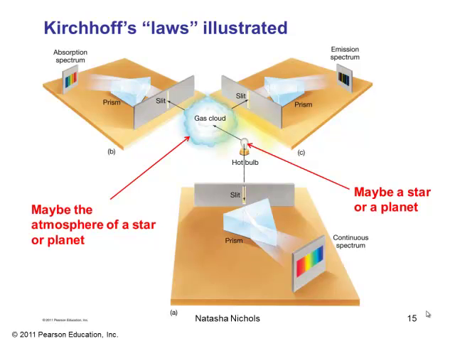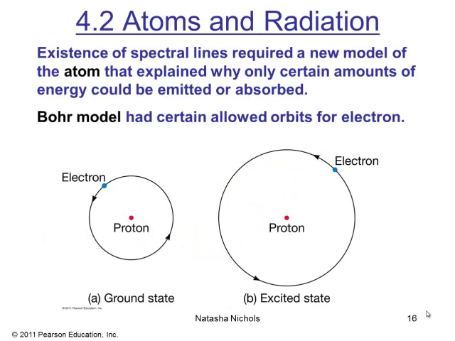The absorption lines in B and the emission lines in C have the same wavelengths because they're produced by the same gas cloud, hydrogen in this case. Now in terms of astronomy, the gas cloud could be the atmosphere of a star or planet. So when we're looking at things up in the sky, there are so many other things that could be in the way. Maybe a gas cloud, maybe a nebula, maybe different layers of the star's atmosphere. So that results in a more complicated emission and absorption spectrum.